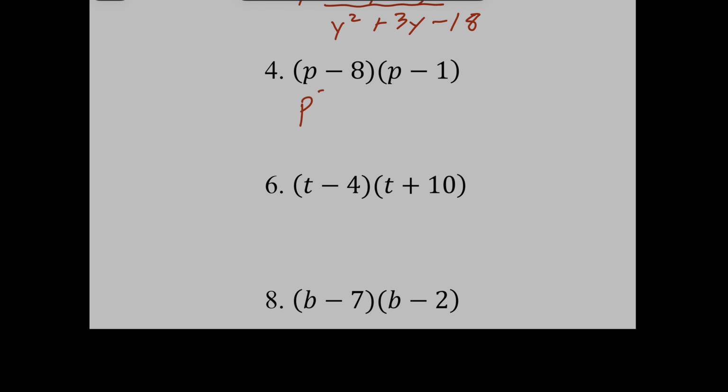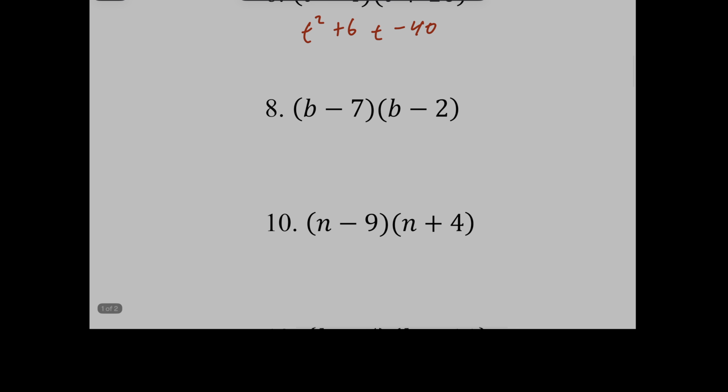Okay, I'm going to get a p squared, and I'm going to get a p. When I add them, I get a negative 9. When I multiply them, watch this, a positive 8, because a negative times a negative is a positive. Number 6, I'm going to get a t squared and a t. Add the negative 4 and the positive 10, so it's a positive 6. When I multiply a negative 4 and a positive 10, I get a negative 40.